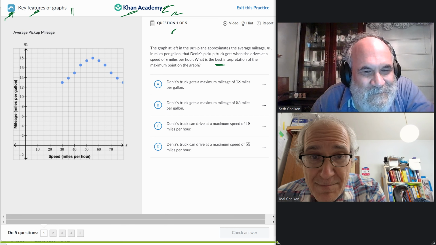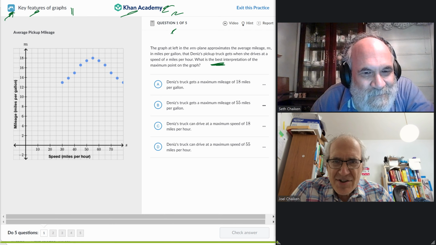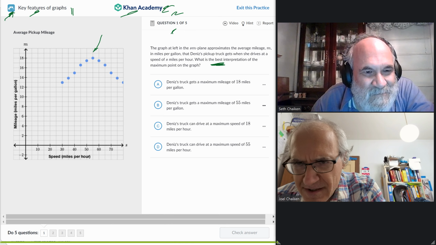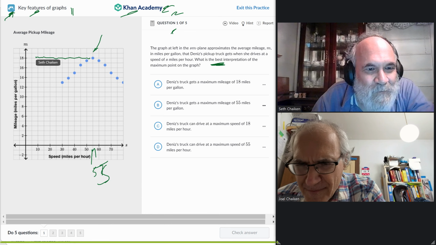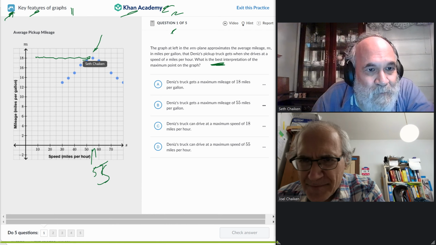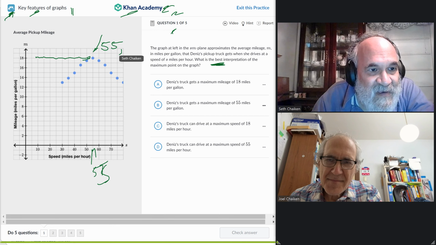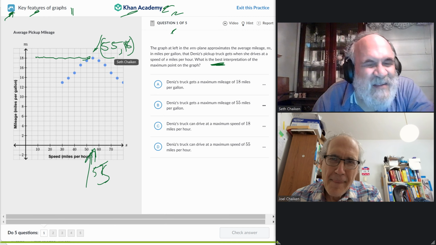Emphasis on the word best in these problems. The best interpretation of the maximum point on the graph. Look at that, that's 55. It's 18, no, over here. The maximum point is where the S coordinate is 55 and the M coordinate is 18. I'm more interested in the S coordinate. Well, I'm more interested in the question.